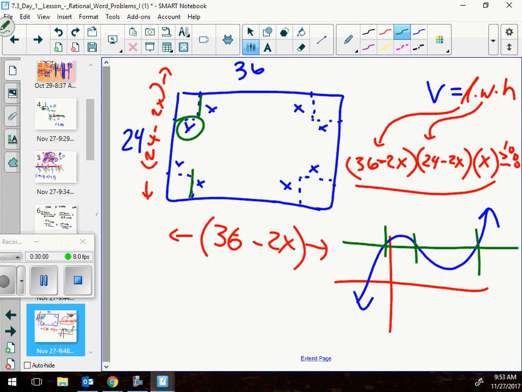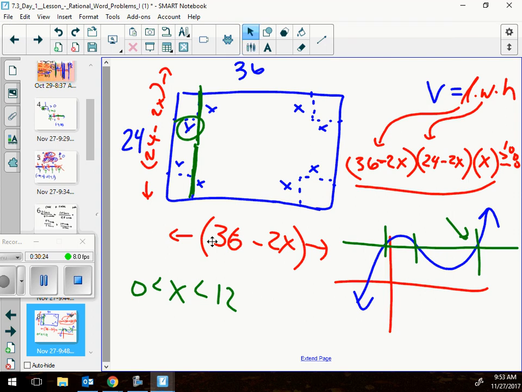That's the domain of this thing, is that x has to be between 0 and 12, like that. Can't be 12 either. If you cut out 12 on each side, I won't have a box anymore. If I go 12 this way and 12 that way. Okay, so it's got to be between 0 and 12. Now, this answer over here is probably an extraneous answer. Won't work because it's too big. And then you're looking for the part of your graph that's in your domain.